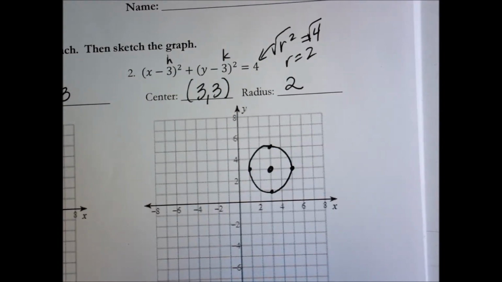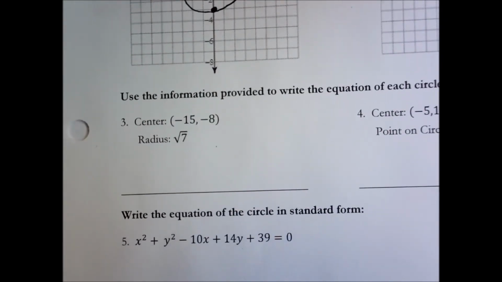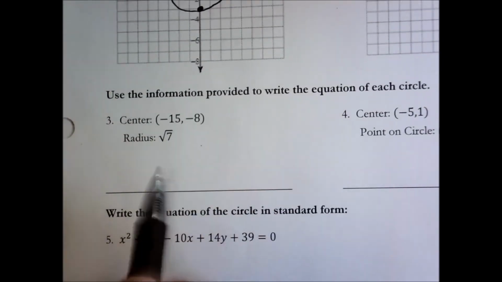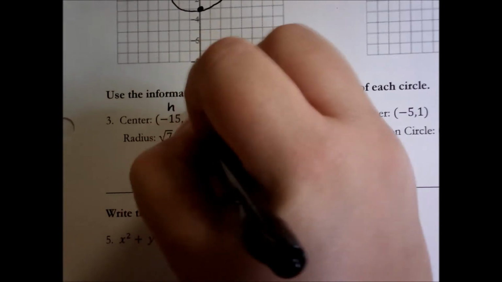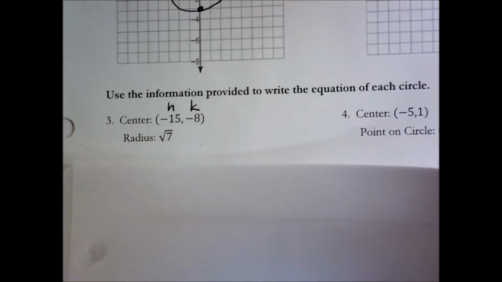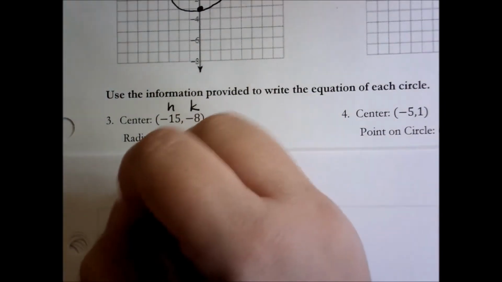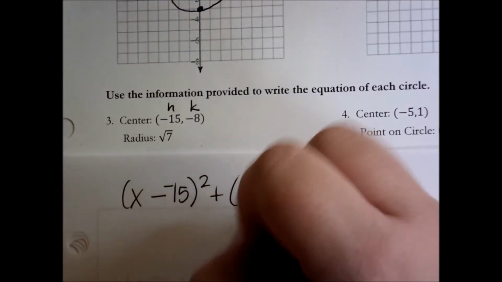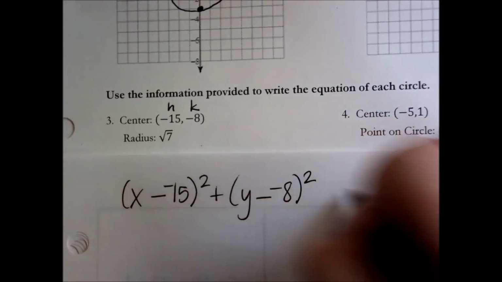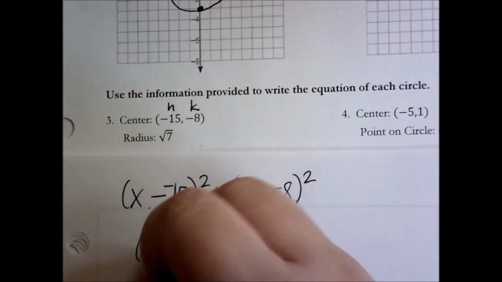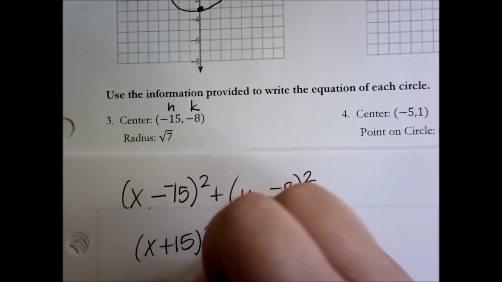All right. Numbers 3 and 4, I'm starting with the info and writing the circle. It says use the information provided to write the equation of each circle. So if this is my center, then this is H and this is K. Since I don't have much space here, let me do my work on another page. That means X minus H, Y minus K. Again, this is why we see the opposite sign, because minus a negative is actually plus. So I'll see plus 15 and plus 8.